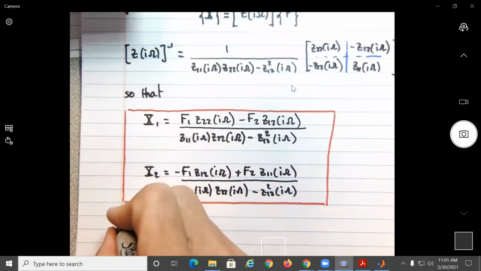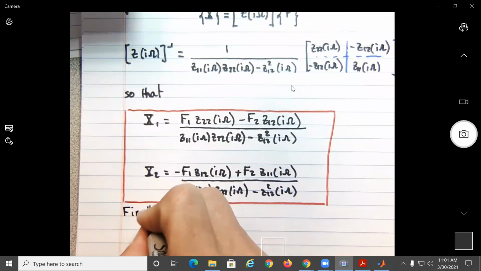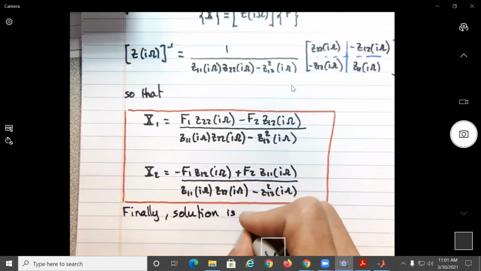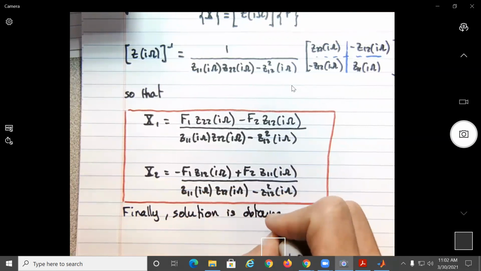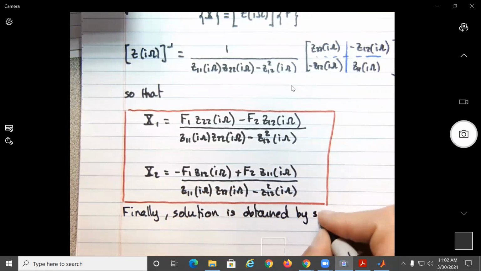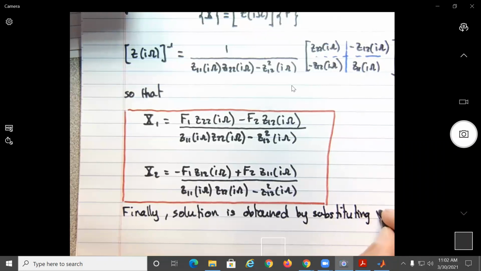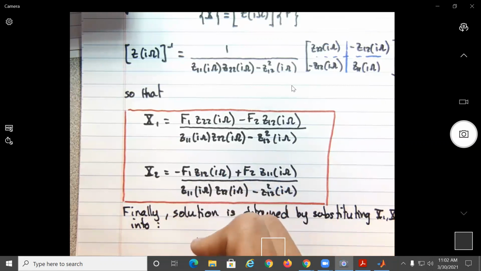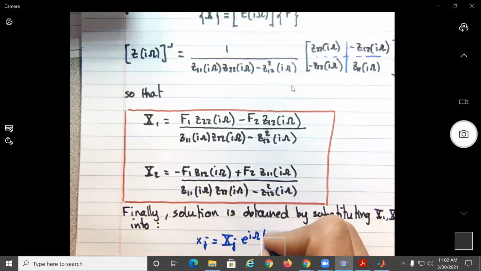Okay, so finally, the solution is obtained by substituting those two solutions into the assumed solution that was what? x_j of t was equal to capital X_j e to the i capital omega t.